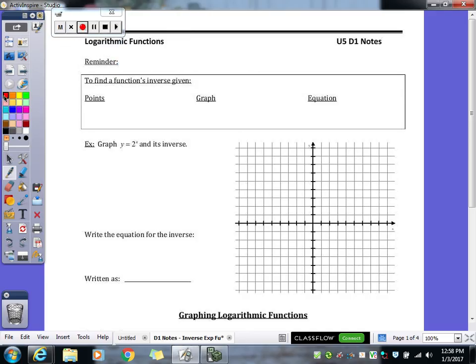All right. So with our logarithmic functions, what you have to keep in mind is that they are the inverse of your exponential functions. When you go to find the inverse of an exponential function, it creates this whole new thing, so they called it logarithmic functions.